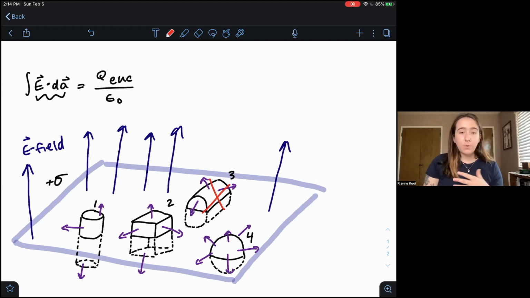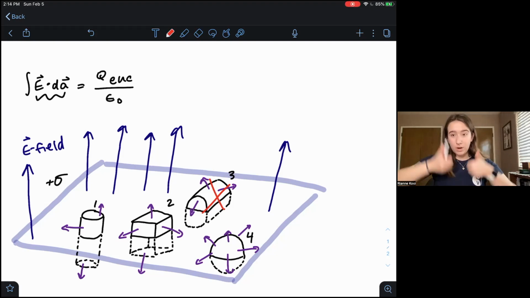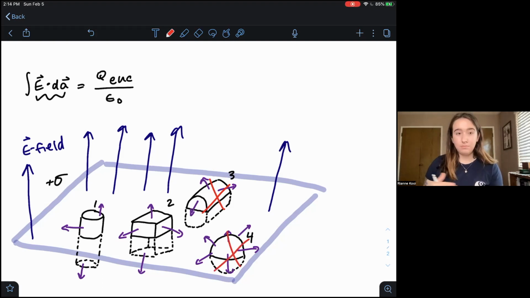Same thing with 4. Since it's a sphere, the top part of it, where I drew the dA vectors, are all pointing out radially. This may work with a point charge, but with an infinite sheet, it's not going to go in the same direction as this E field, where it's just pointing straight up and down like this. So 4 is already out too, because the dA vector and the E field are not in the same direction. That leaves 1 and 2, which are both viable options for us.